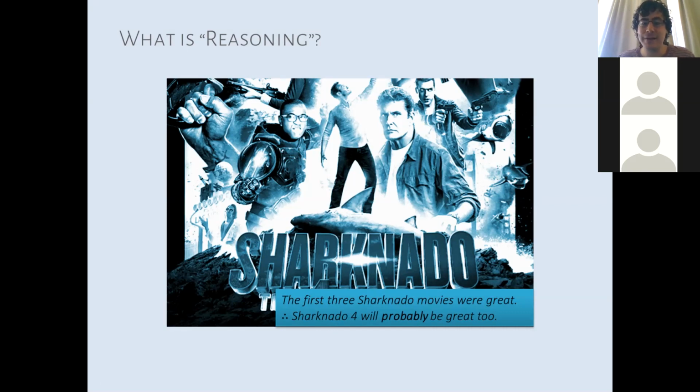The keyword there is probably. We don't know for certain, but we have detected a strong pattern, and therefore we have some certainty about the conclusion that Sharknado 4 will be great. So this type of reasoning is not certain. It's inductive reasoning, or we can talk about inductive learning. It's this idea of learning approximate rules, trying to derive patterns and describe them as rules, from premises. So we want to extract patterns from observations and then apply those patterns, those rules, to unseen data, to new data.